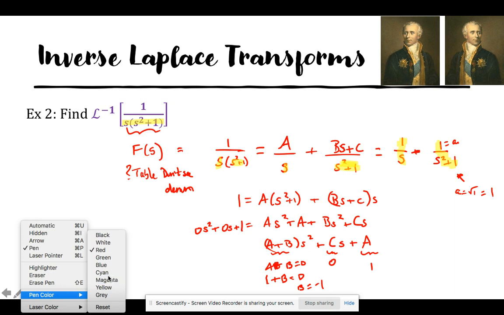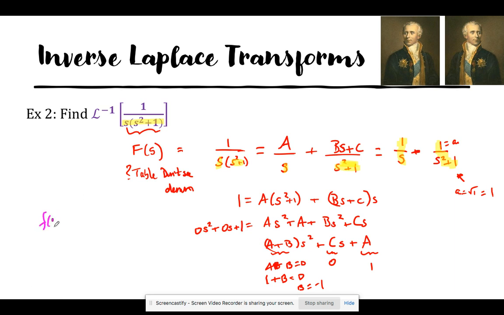So now I can write f of t, little f of t, transformed back. 1 over s by the table is just 1, minus 1 over s squared plus 1 is cosine of at. What's our a? And no, of course, you don't have to write the 1. I now have a function, right? Starting with a function in terms of s, I transformed it back into little f of t. It does not look attractive, sorry. All right, let's do another one.